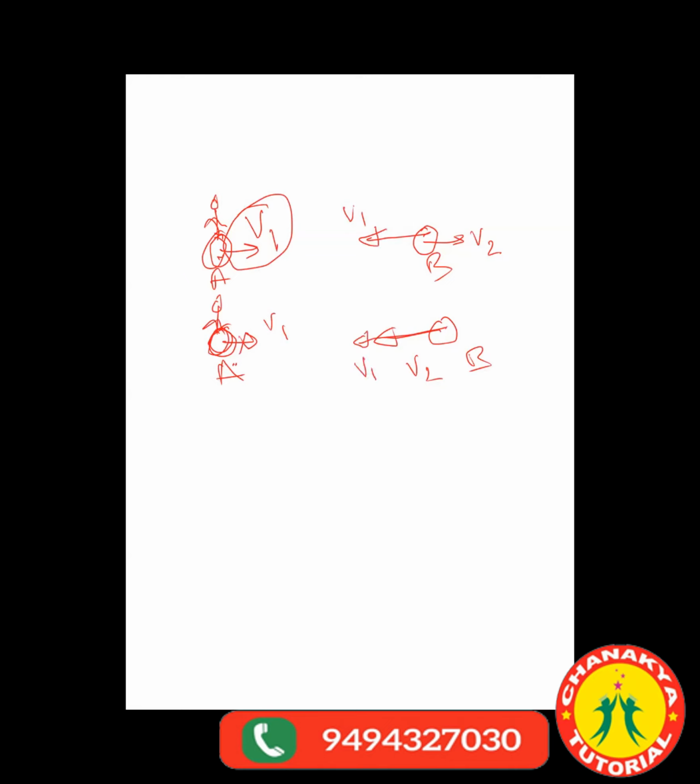So in this case, v1 and v2 are opposite. The answer is v1 minus v2. Whichever is bigger, you take it first. In this case, v1 and v2 are in the same direction. The answer is v1 plus v2. Any doubt?